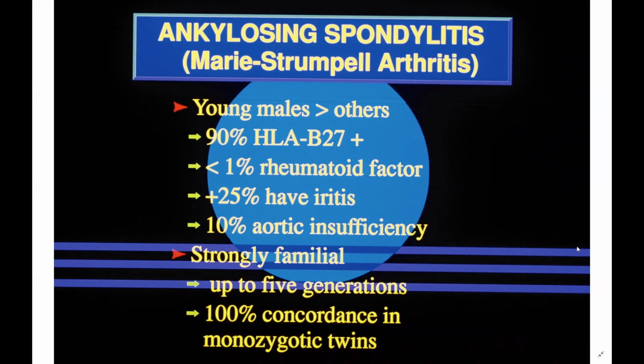Less than 1% have rheumatoid factor, so it's down where we can go into the department here and start taking blood from people, and we'll find some people with rheumatoid factor because it's non-specific. 25% have iritis, which is not present in rheumatoid arthritis. 10% have aortic insufficiency. It's strongly familial. It's been described in up to 5 generations with 100% concordance in monozygotic twins.